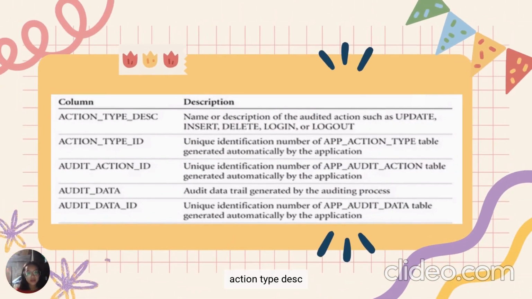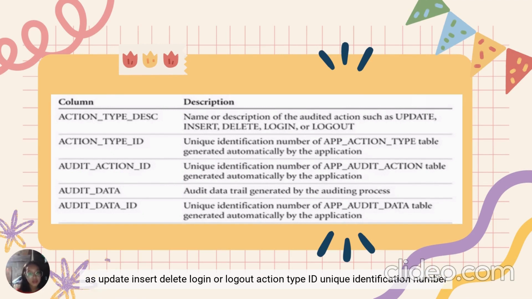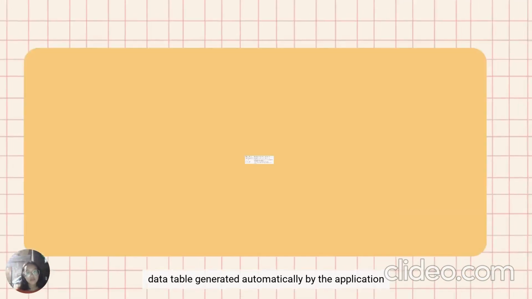Action type desc. Desc means description, the name or description of the audited action such as update, insert, delete, login, or logout. Action type ID is the unique identification number of the application action type table, generated automatically by the application. Audit action ID is the unique identification number of the application audit action table, generated automatically by the application. Audit data is the trail data generated by the auditing processes. Audit data ID is the unique identification number of the app audit data table, generated automatically by the application.